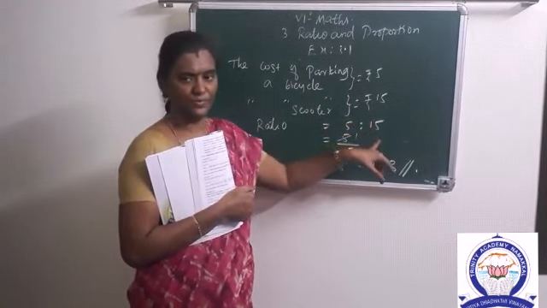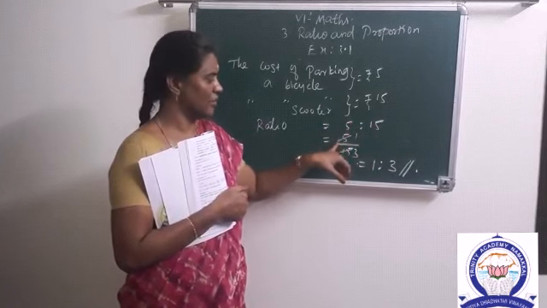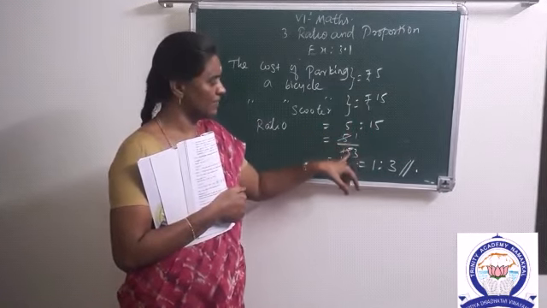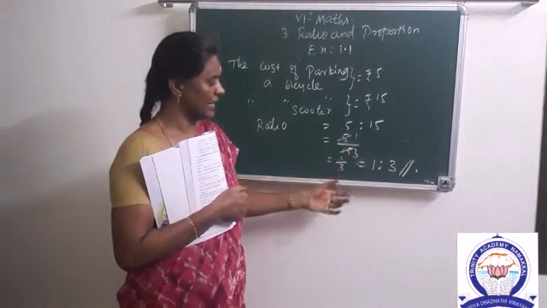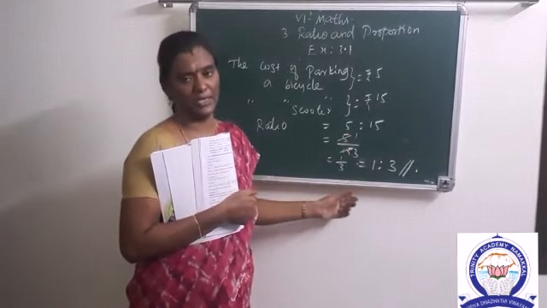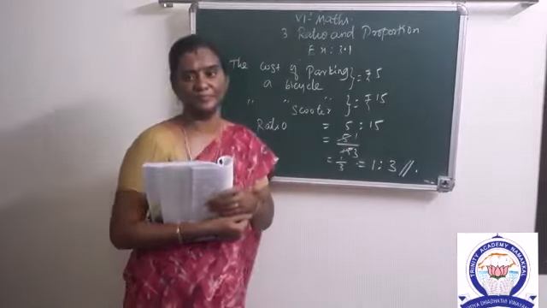What is this? 5. Then the cost of scooter parking is 15. So 5:15. We can write in the fraction form 5 by 15. We cancel by the 5 table. 1 5 is 5. 3 5s are 15. So we write 1 by 3. Again we write in the ratio 1:3.